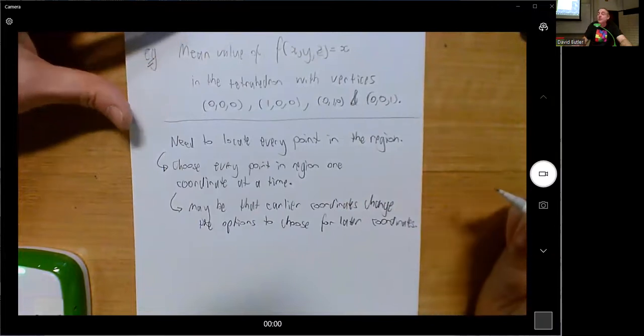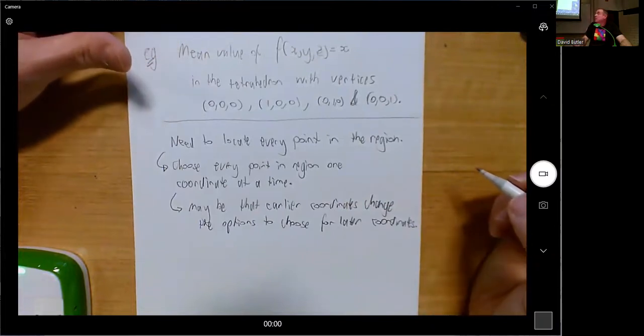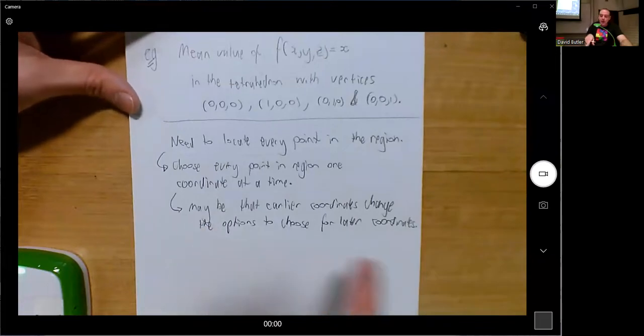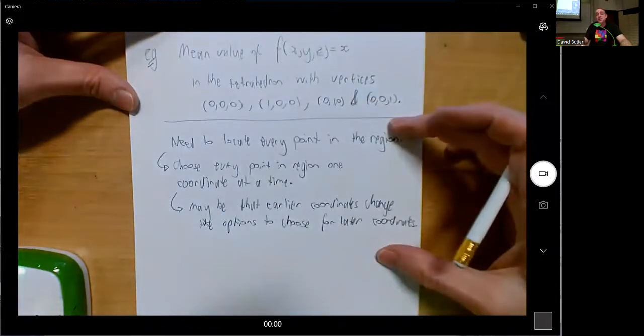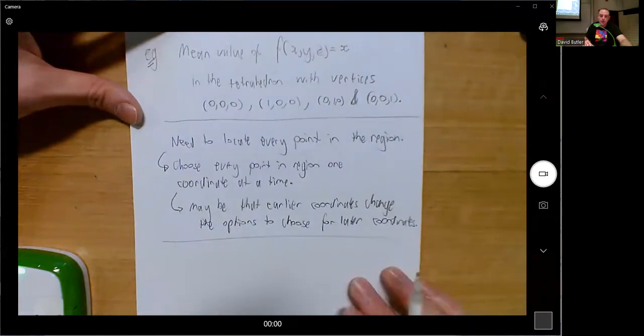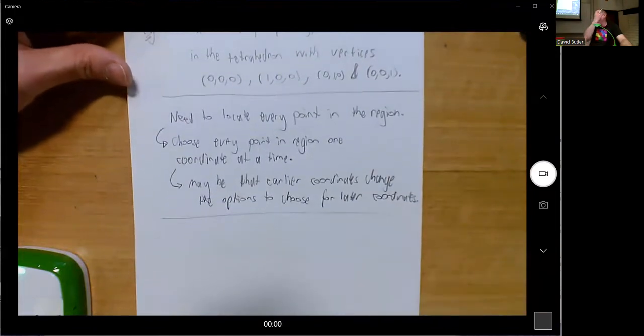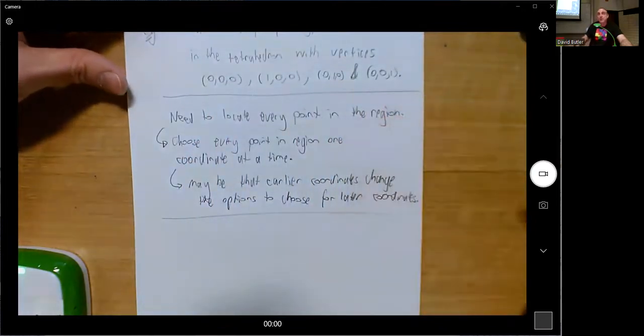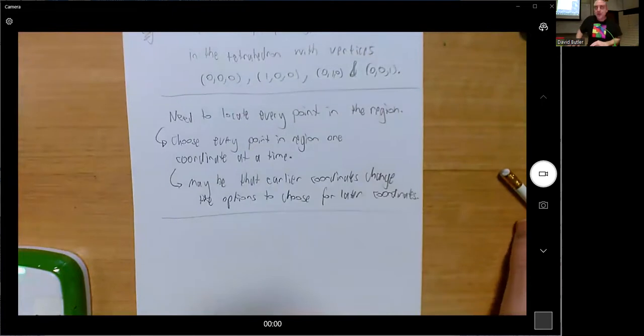The reason I'm writing this stuff down is not because you have to, but so that when someone comes to this revision seminar and doesn't feel like watching the video, they'll be able to read it. So earlier coordinates may change the options for later coordinates, and that's an important point about how we do this. I want to say this to set up to look for it when I do this example. Okay, so first I'm going to have to find this tetrahedron. Now, what I'm about to do is not necessary or even possible in an exam, but I'm still going to do it.